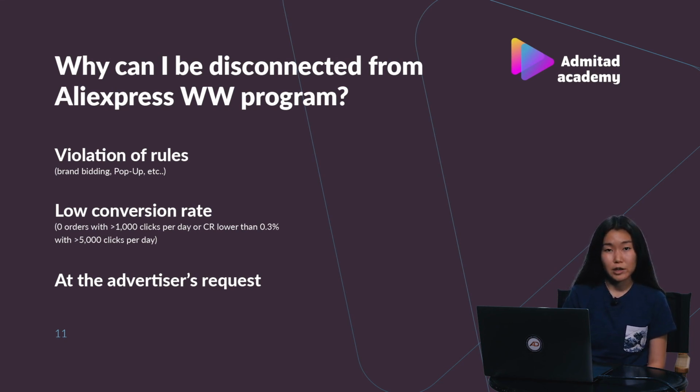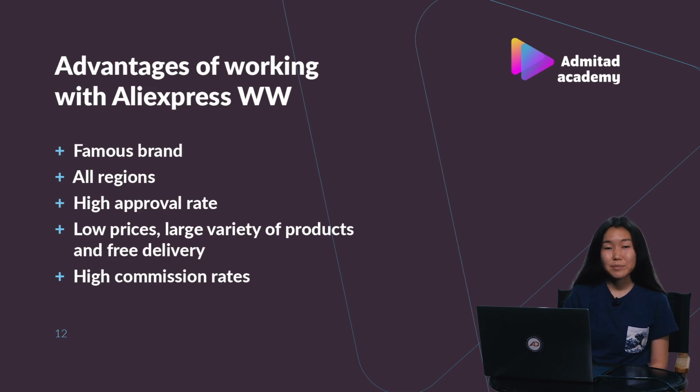And finally, we would like to mention that AliExpress is one of the most popular programs among Admitad publishers. And it's not surprising, it has a lot of advantages. It's a famous brand. Who hasn't heard of AliExpress? AliExpress affiliate program works with all regions in all countries. It has high approval rate. Currently, it's more than 95%. Low prices, large variety of products, and free delivery is what makes AliExpress so popular among its users. And we offer high commission rates.